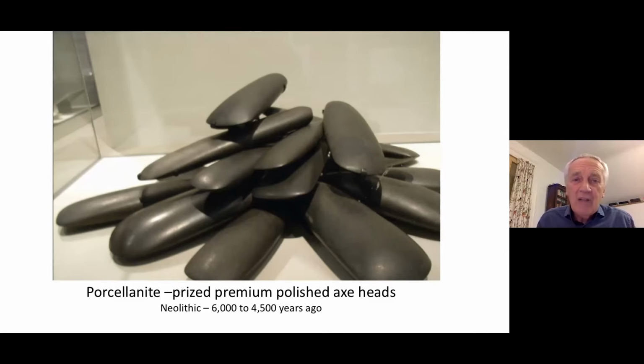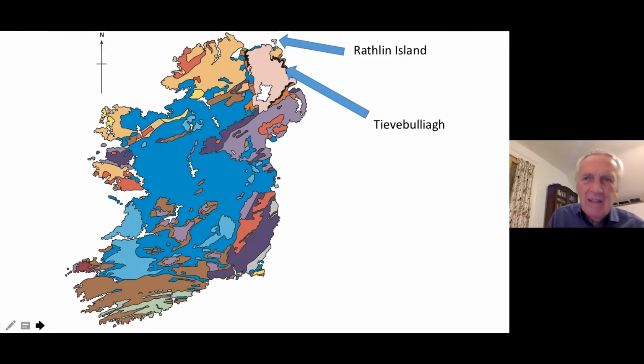But a beautiful polish means that the fracture doesn't get started to propagate and the axe will last for many years of use. These were so prized that they account for about half of the 20,000 stone axes that have been found in Ireland. And they were produced in two places in County Antrim, Rathlin Island and Teve Bullia. Let's have a look at those places.